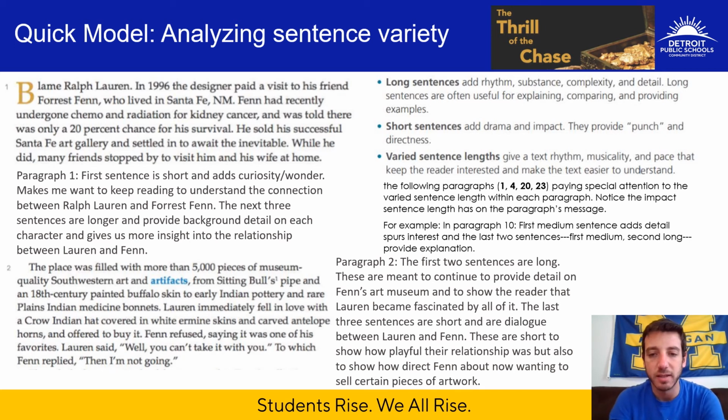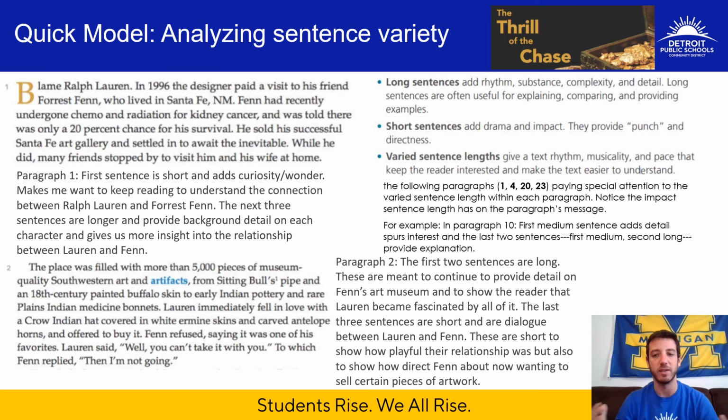The last 3 sentences are short and are dialogue between Lauren and Fenn. These are short to show how playful the relationship was, but also to show how direct Fenn was about not wanting to sell certain pieces of artwork. So that's really important. The last 3 sentences were just short, and they were dialogue. It's just a short exchange between the two, to show that they have a playful relationship.